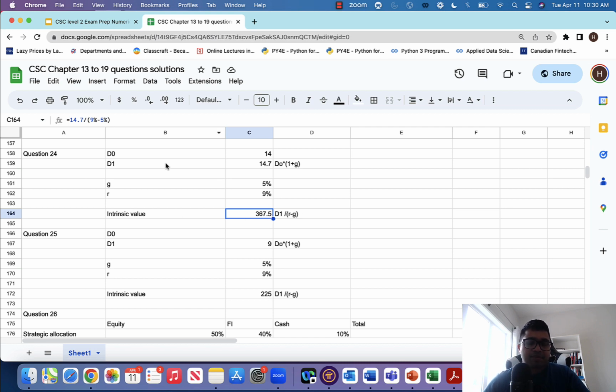So in the exam, please be very careful about what is given, D0 or D1. Sometimes they give you D1 directly, the expected dividend or anticipated dividend. Sometimes they give you D0, in which case you have to calculate D1 first and then use it in the formula D1 divided by r minus g.